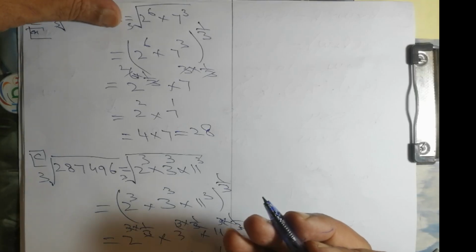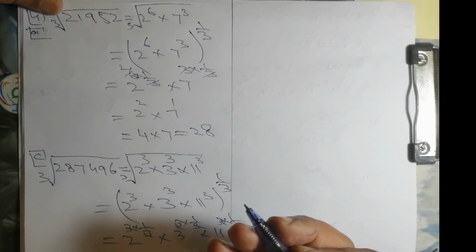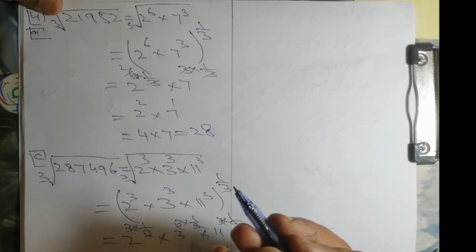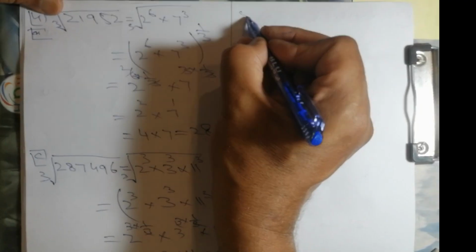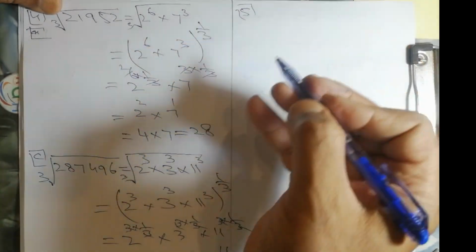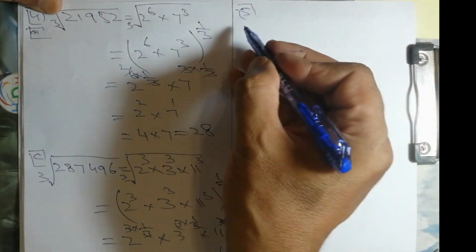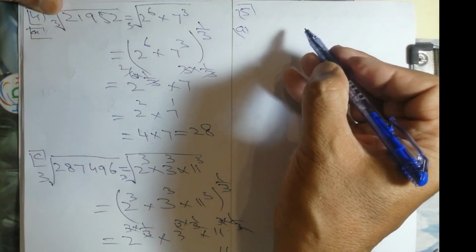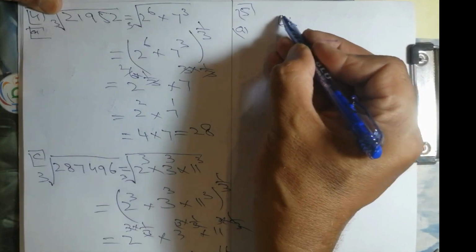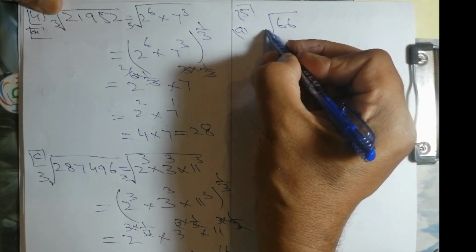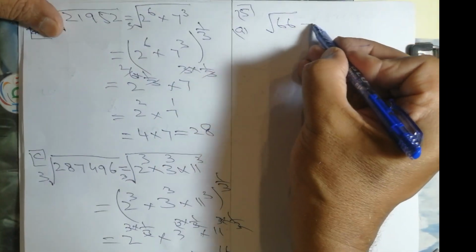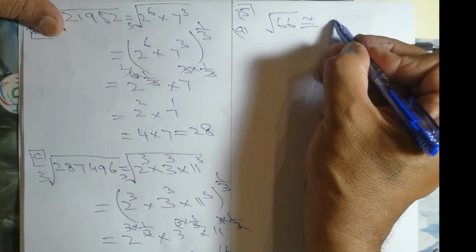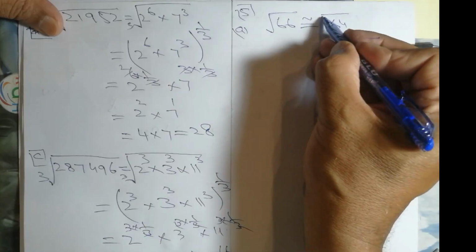Now question number 5 is, without using calculator, estimate the value of each of the following. Question number 5 is estimate the values. Part A, 66 square root. So this is approximately equal to, we can write like 64 square root.